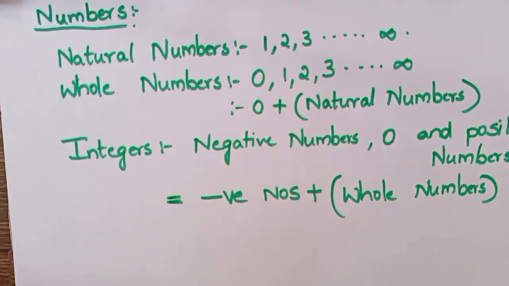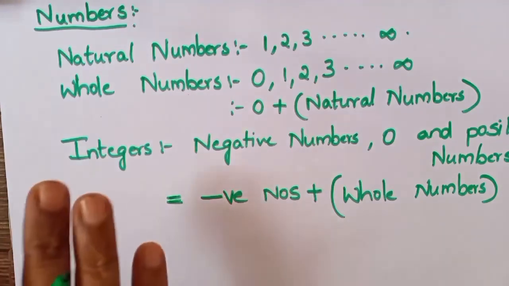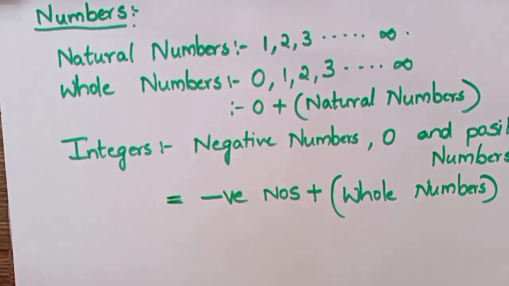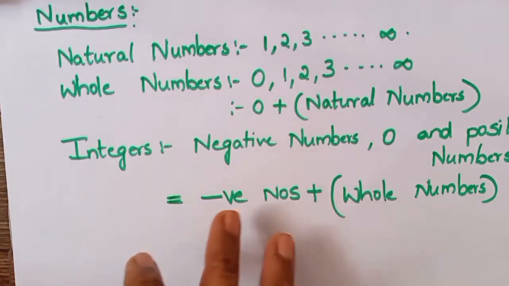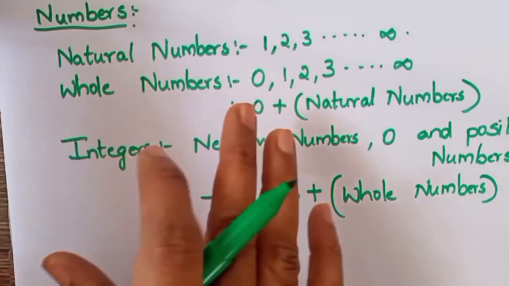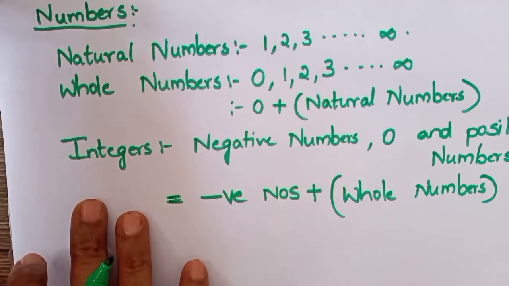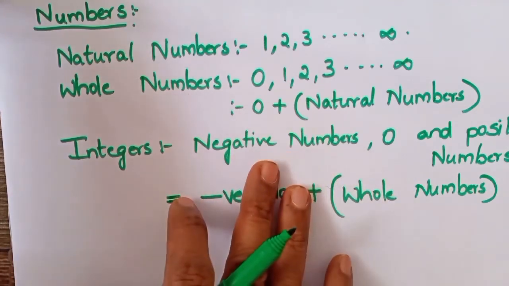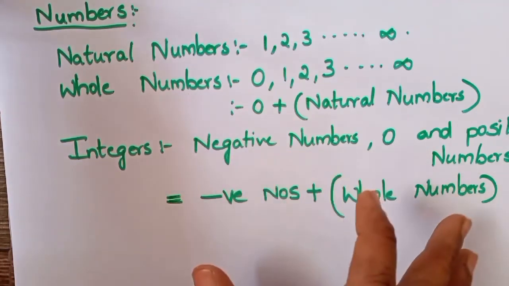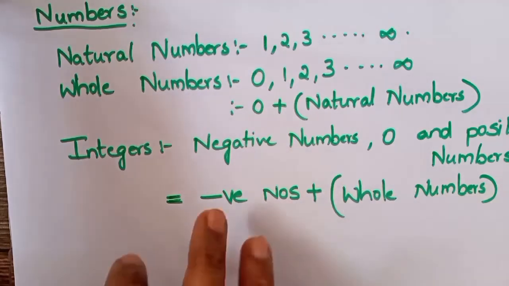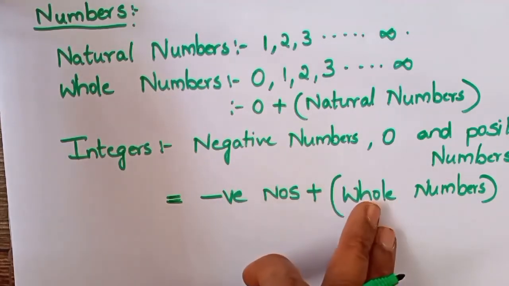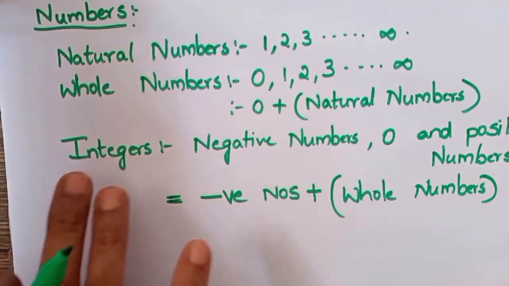So you need to be very clear about the numbers. Firstly, natural numbers, the normal counting numbers which start from 1, 2, 3 up to infinity. Then the whole numbers which include 0 plus all the natural numbers. Then come the integers which include negative numbers, 0, and positive numbers. That is, negative numbers included in the set of whole numbers give us the set of integers.